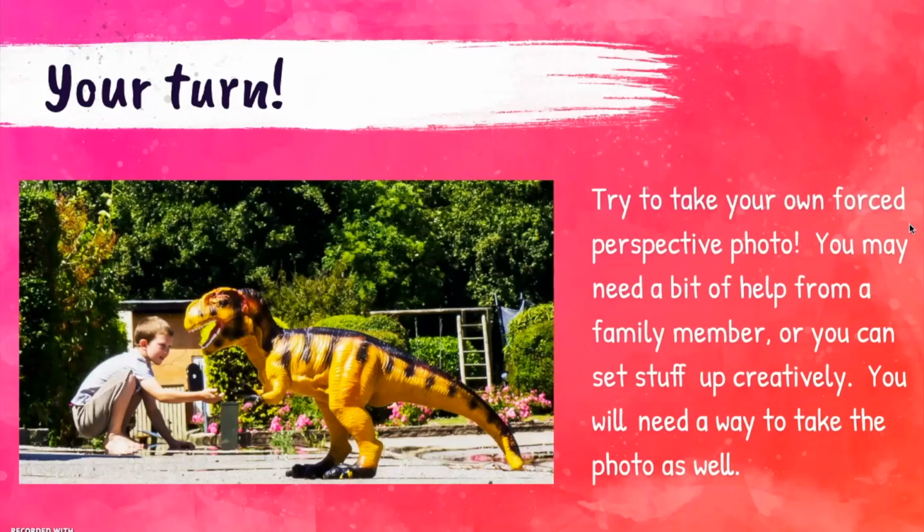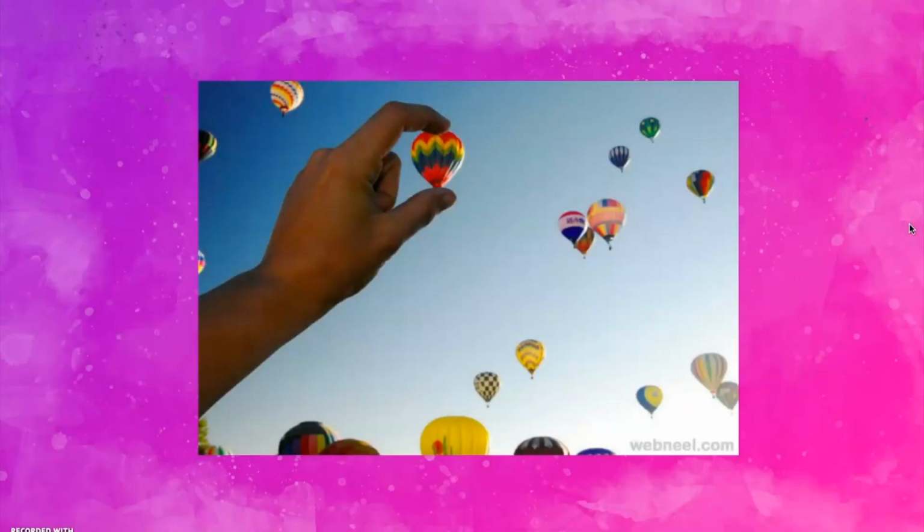So now it's your turn. I want to see if you guys can come up with your own forced perspective photo. You might need help from a family member for this. You can also set up using toys and things like that. And you're also going to need a way to take your photo. If you don't have anyone to help you, you can always do like in this picture here, where you just use your hand coming in from the side and you find something that you can make look tiny.